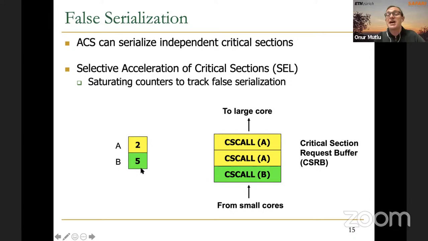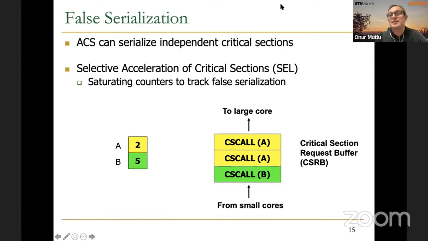If that counter becomes higher than a threshold, we basically tell the cores that send critical section call B, don't send us critical section call B. Execute them by yourselves, because you'd be better off executing them by yourself. Makes sense, right? This reduces the false serialization. And how do you determine the threshold? It's, of course, a function of how fast you can execute the critical sections and how much serialization you cause. So it's a cost-benefit trade-off in the end. And the paper discusses that issue, and you can take a look at it.